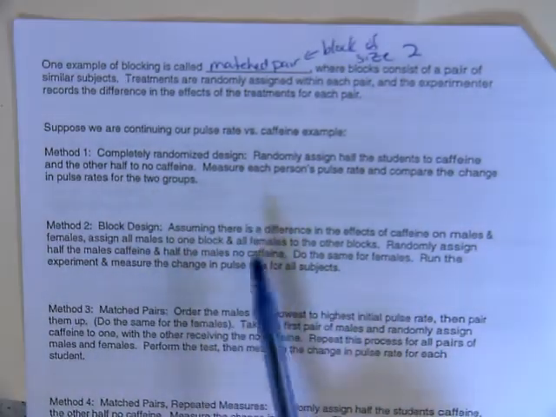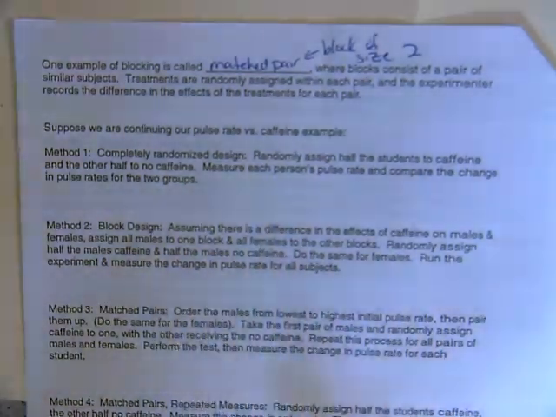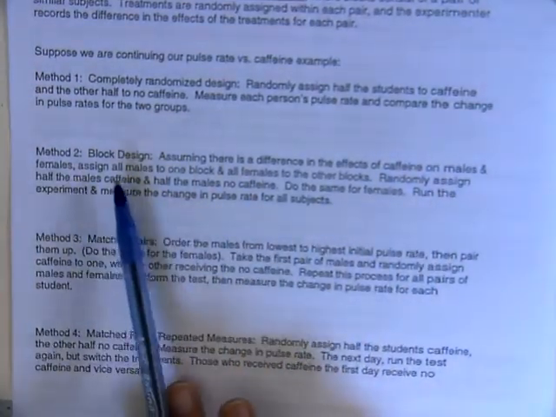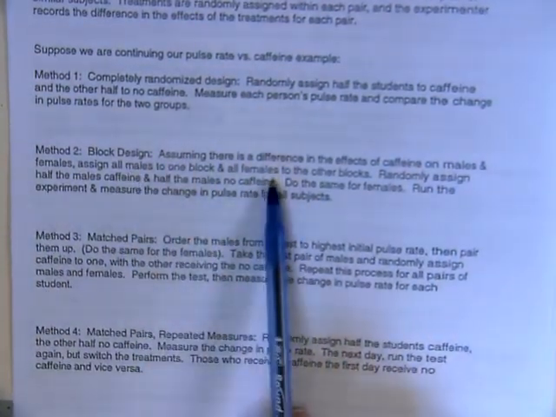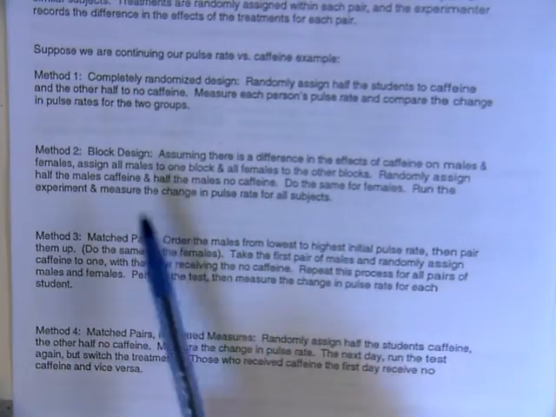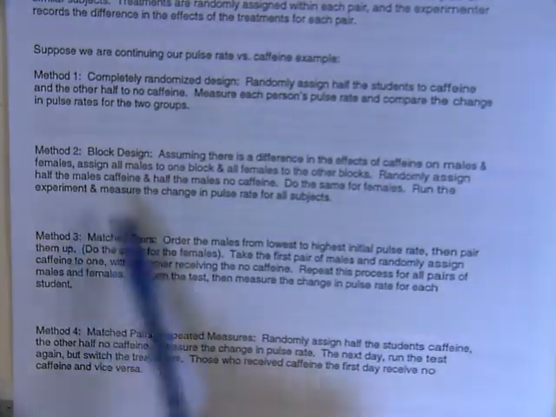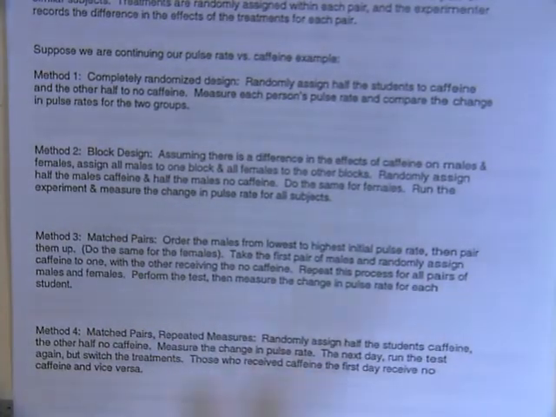So that's just basic. If I were to block, I assume there's a difference in the effects of caffeine on males and females. Assign all males to one block, all females to the other block. Randomly assign half the males caffeine, half no. Do the same for females, run the experiment, and measure the change.